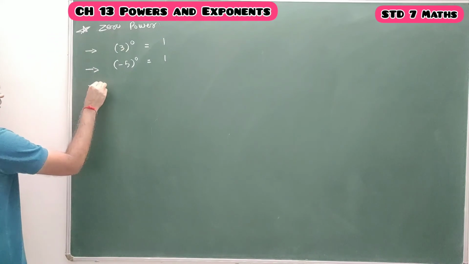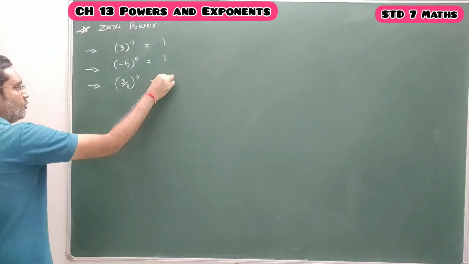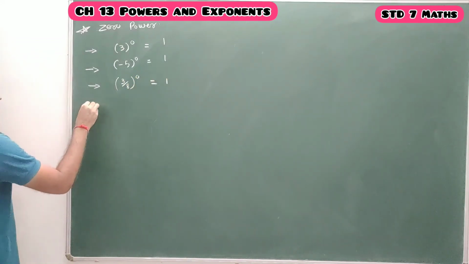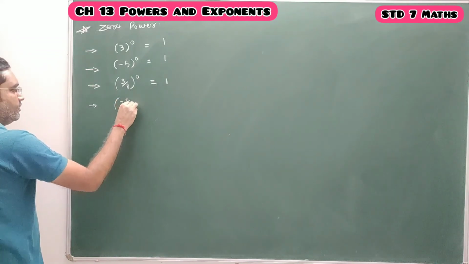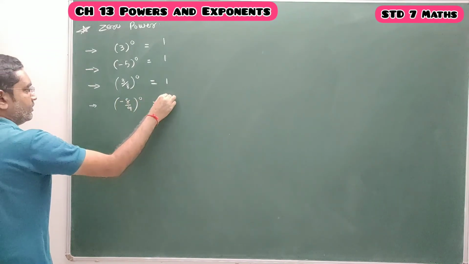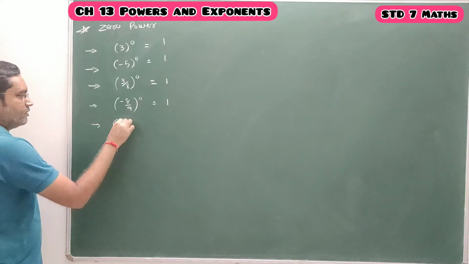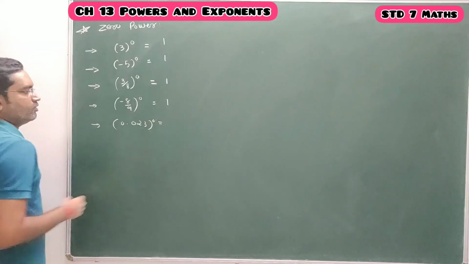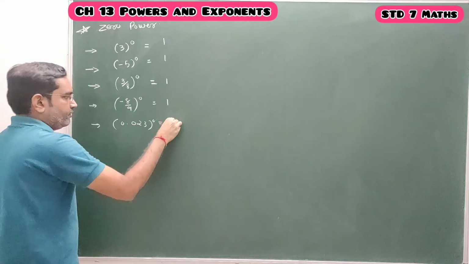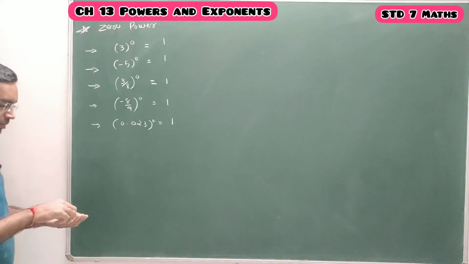For example, if you have a fraction, 3 by 8, whose 0 power is taken, that is always equal to 1. If you have a negative fraction, minus 8 by 9, whose 0 power is taken, that is also always equal to 1. If you have a decimal number, 0.023, whose power is 0, any number with 0 power is always equal to 1. Done? This you have to remember.